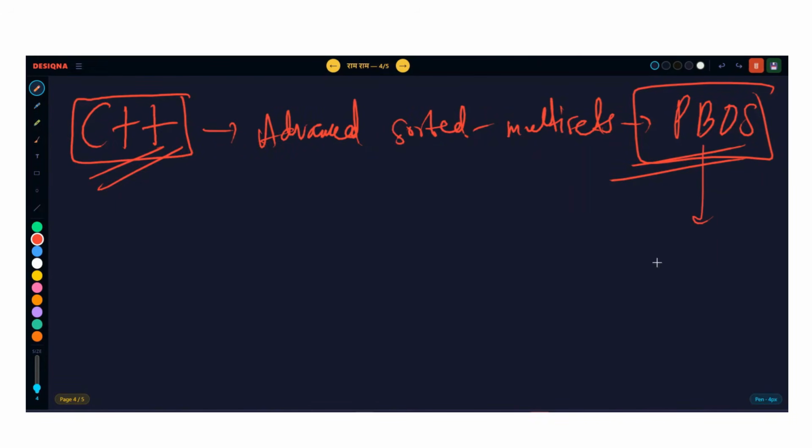If you don't use PBDS guys, then the solution will involve segment tree plus coordinate compression.